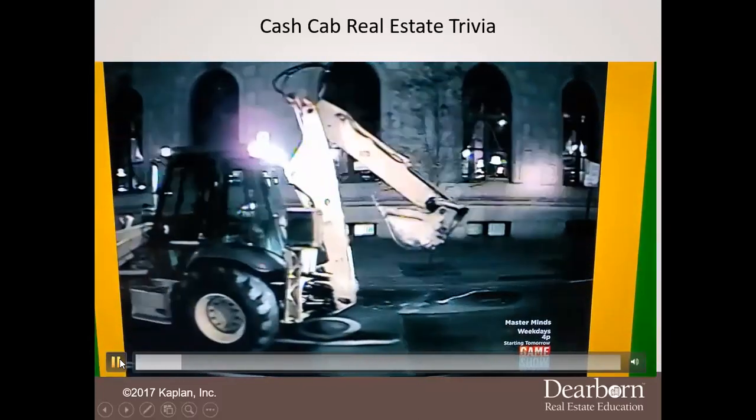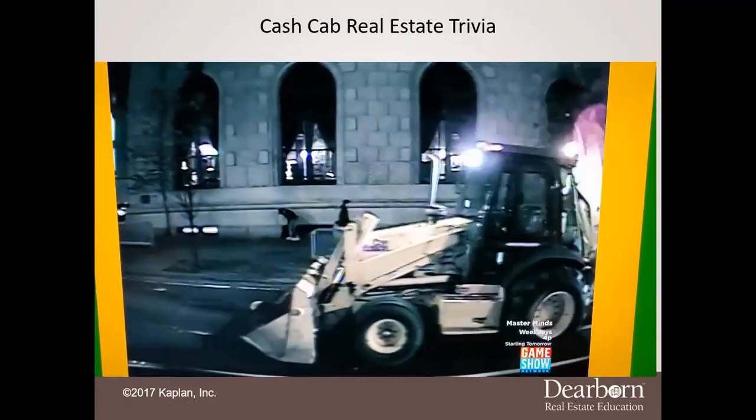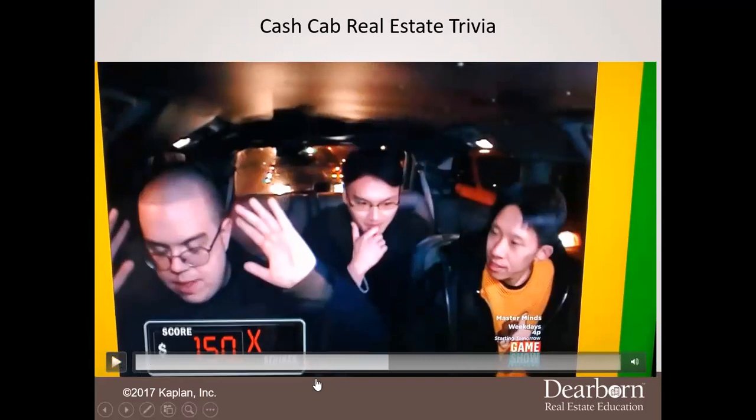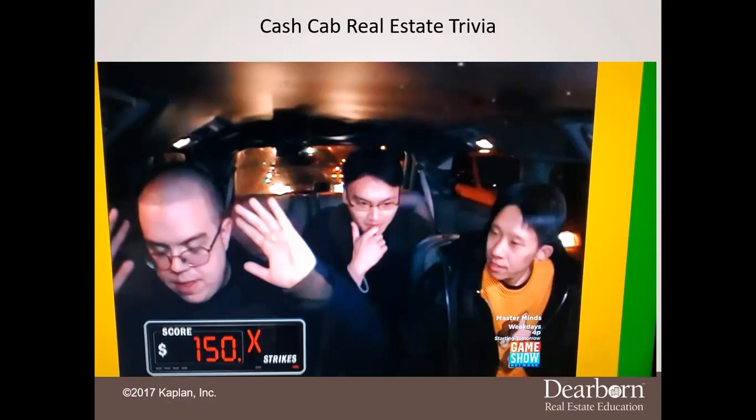What term for a dead-end street means bottom of the bag in French?